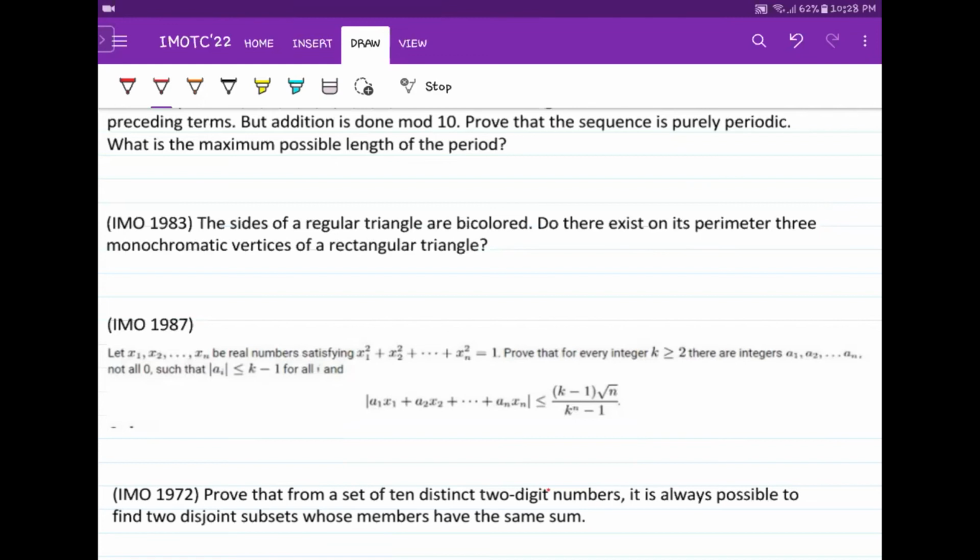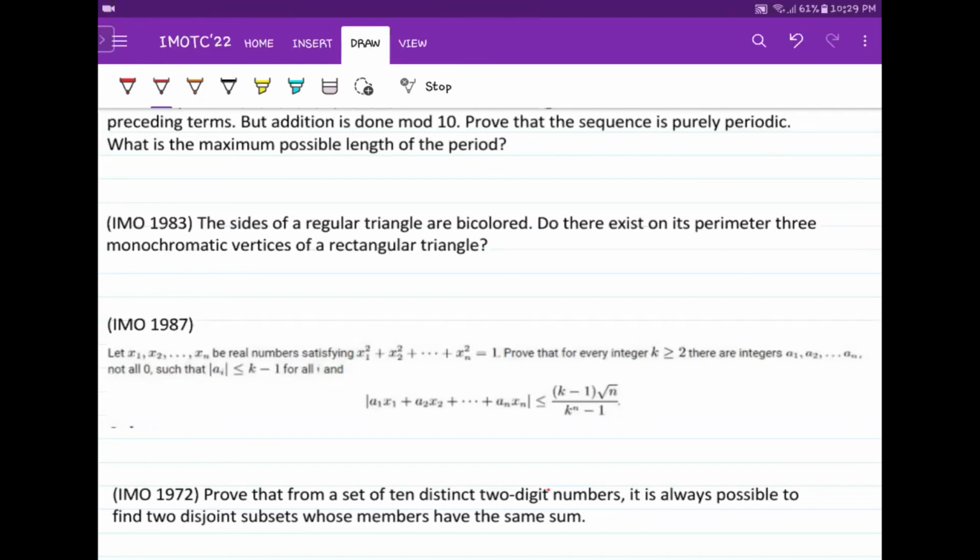So for the 87 one, if we consider all possible combinations where each a_i is a non-negative integer at most k minus 1 and not all 0, then there are k to the n minus 1 of them. And the maximum sum is (k minus 1) times n by 2. So the sum to our root n thing. To minimize it, when all of them are k minus 1, all of the x_i must be 1 by root n, probably by QM-AM or something.